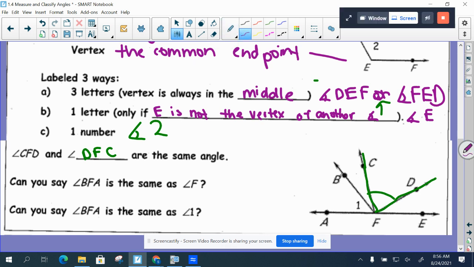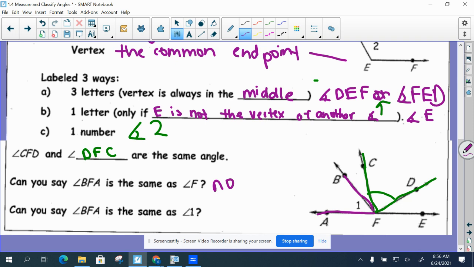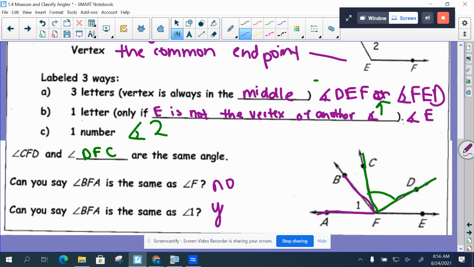BFA, so this angle right here. No, and that's kind of the same idea, because F is a vertex of lots of different angles. And then can you say angle BFA is the same as angle 1? Yeah. Angle 1 is specifying this angle right here, so that's fine. Not talking about this angle.